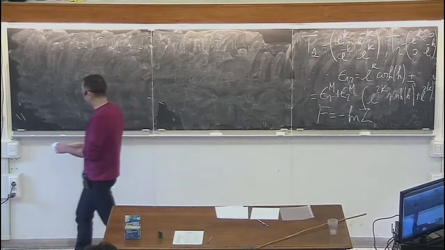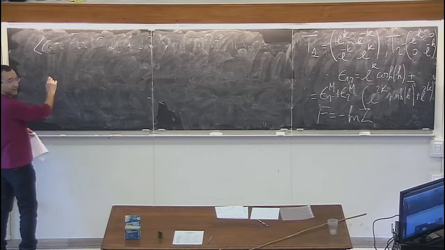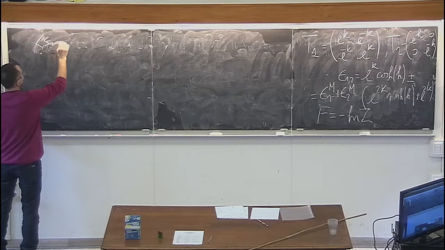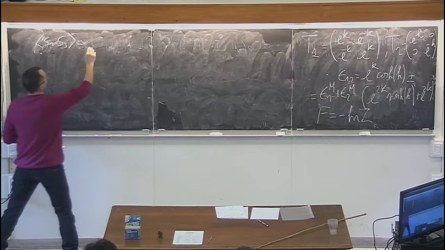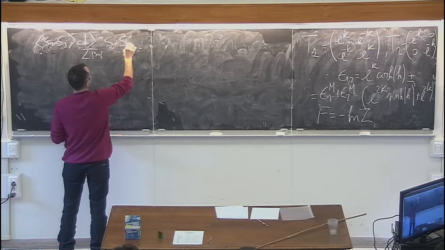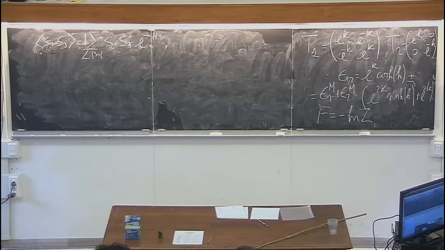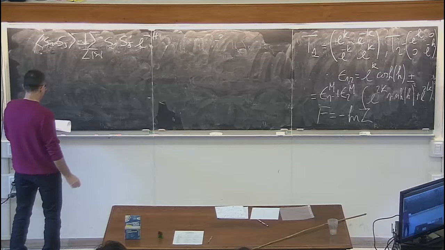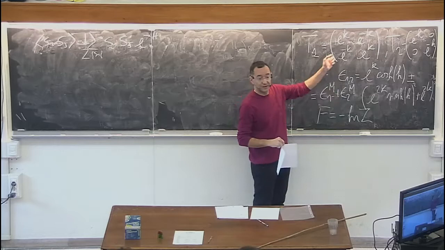So, the other important point is computing the correlation. 20% you said. It's okay? Okay, this is just a symbol, and the meaning of this symbol is 1 over Z sum over the configurations S_i S_j e to minus H. Okay, this is just a definition. I mean, this can be computed. And this expression here can be written in terms of these matrices, T1 and the other one, T2.